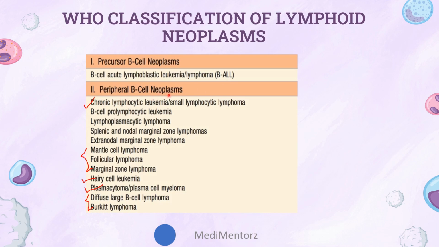In peripheral B-cell neoplasms, I just marked some things which we all know. The tick mark I put over here is for topics already on our channel. You can have a look over there. The other things are mantle cell lymphoma, follicular lymphoma, marginal zone lymphoma, diffuse large B-cell lymphoma, and Burkitt lymphoma, which I'm going to teach you today. Other than that, you should know B-cell pro-lymphocytic leukemia, lymphoplasmacytic lymphoma, splenic and nodal marginal zone lymphomas, and extranodal marginal zone lymphomas. These all constitute peripheral B-cell neoplasms.